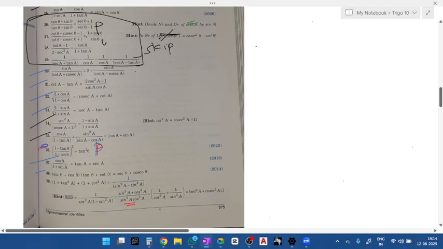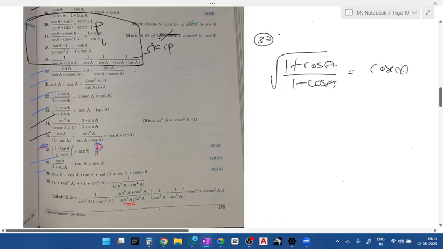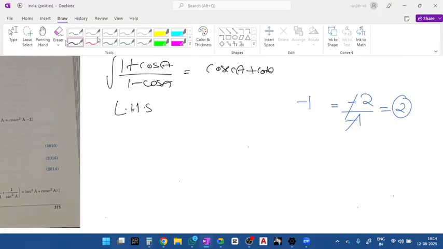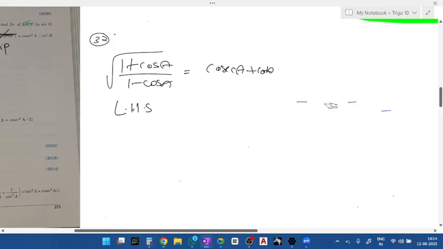Okay, 31st question, 32nd question. We'll revise the 32nd question. Square root of (1 plus cos A) divided by (1 minus cos A) is equal to cosec A plus cot A. How do you solve this question? If you want to start from the right hand side, how do you solve this, students? We need to eliminate which one? We need to eliminate the square root. So what do we need to do if we need to eliminate the square root?